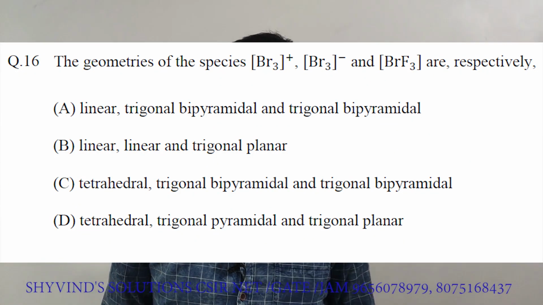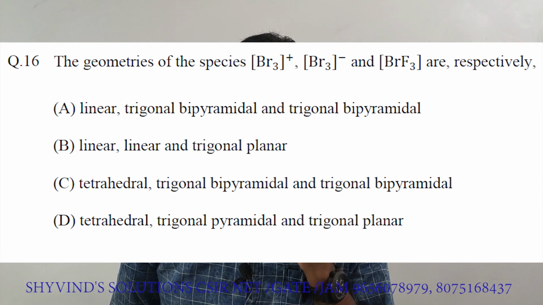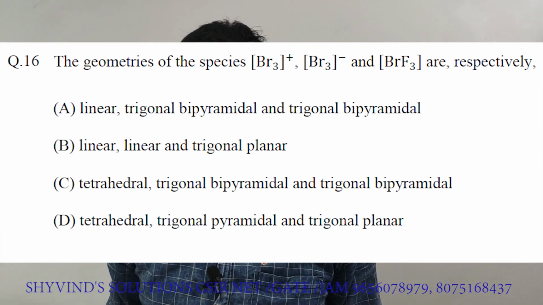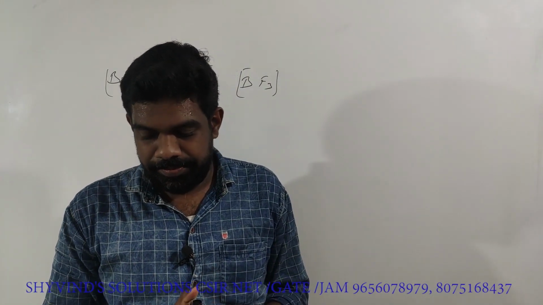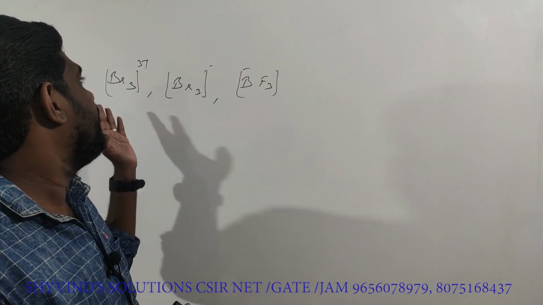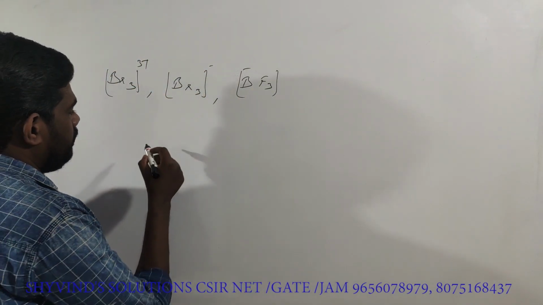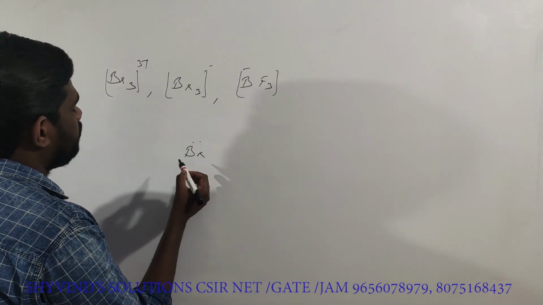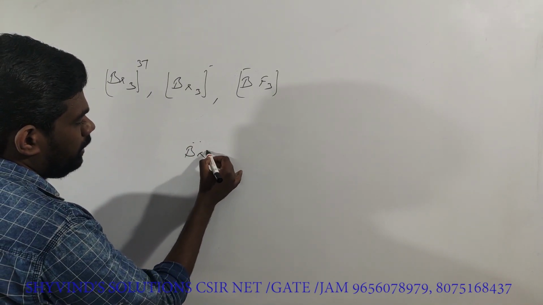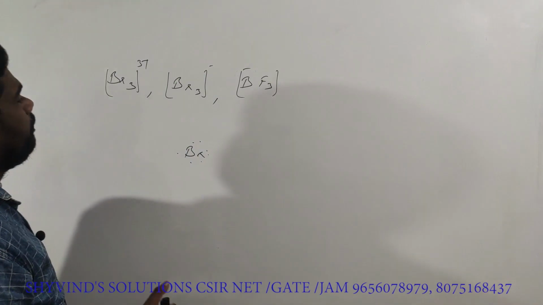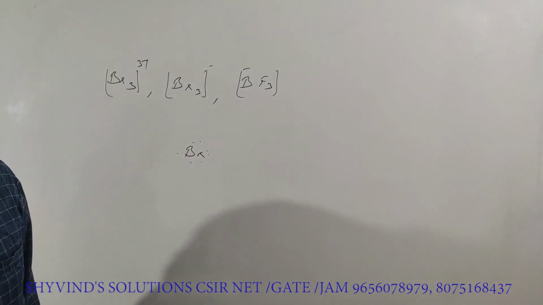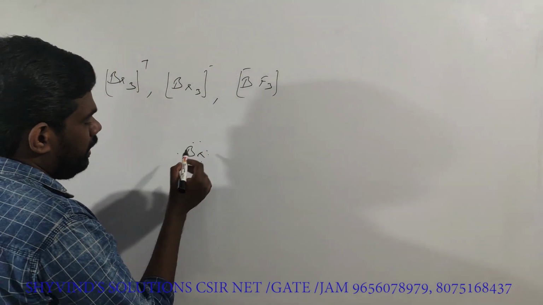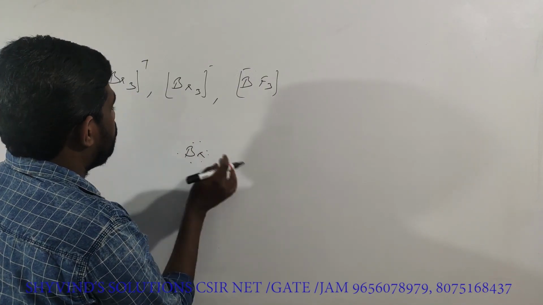Question number 16. The geometries of the species Br3 plus, Br3 minus and BrF3 are respectively. Let's see how to solve this question. So these are the molecules given, Br3 plus. So what will be the structure? If you draw the Lewis structure of this molecule, bromine has 7 electrons around it. Okay, Br3 plus. So bromine has 7 electrons, and this bromine forms a bond with 2 other bromines.